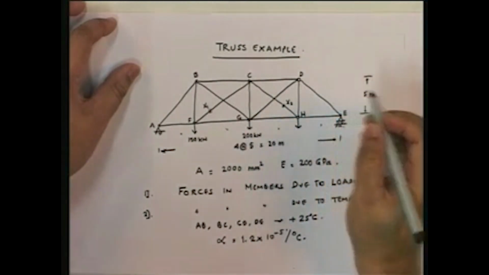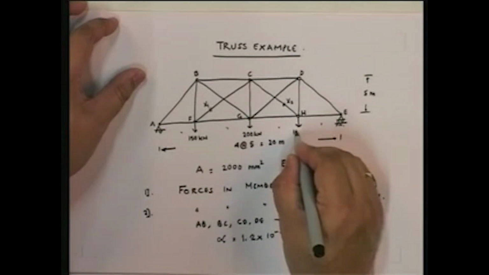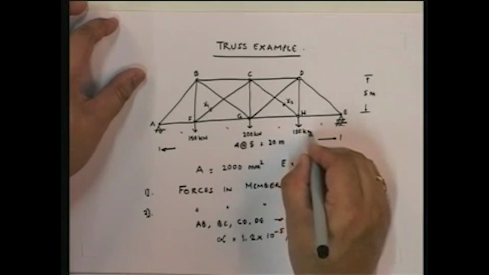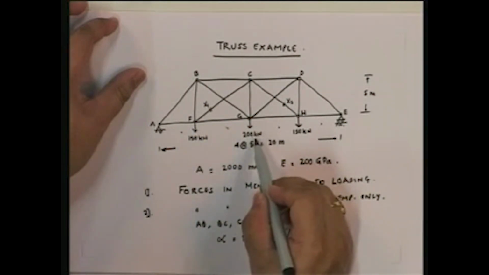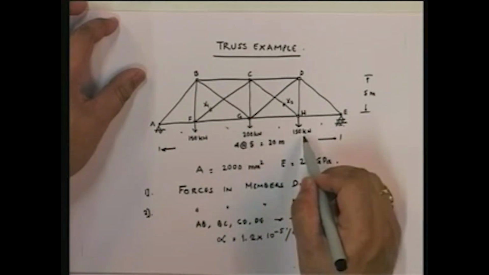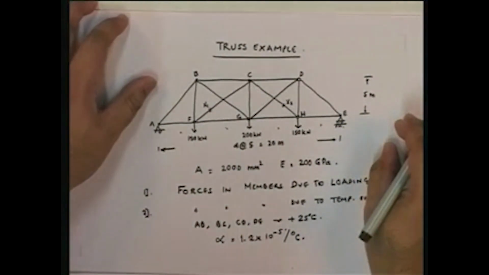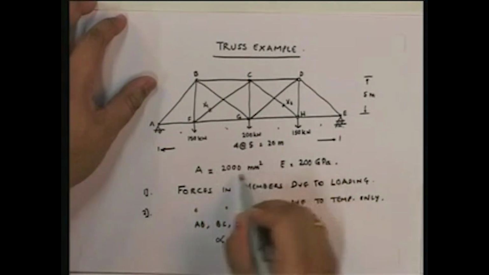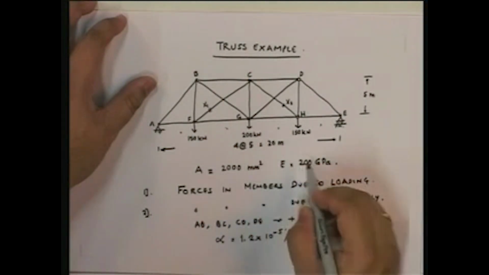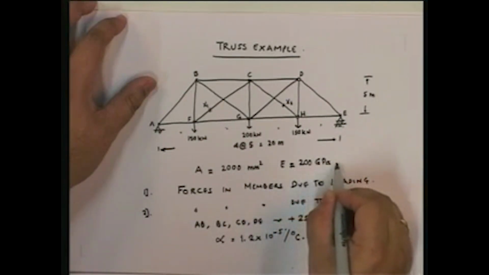So you are given that there is a loading of 150 kilonewtons at F, 200 kilonewtons at G, 150 kilonewtons at H. So this is the loading, and you are also given that all the members have an area of 2000 millimeters squared, and the E value, this is steel, so it is 200 GPa.